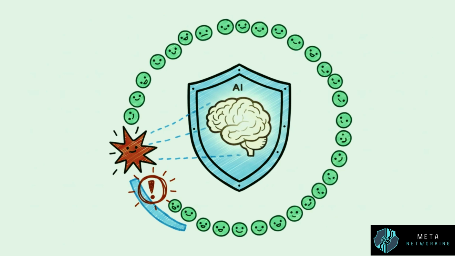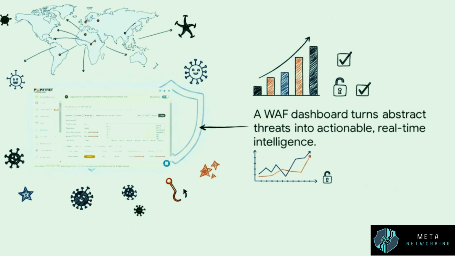Then, when a request comes in that deviates from that normal baseline, the WAF flags it as an anomaly. And that is how you can catch a zero-day attack before anyone even knows it exists. And this is what it looks like from the defender's side of the screen. A good WAF dashboard takes all that complex behind-the-scenes work and turns it into clear, visual intelligence.